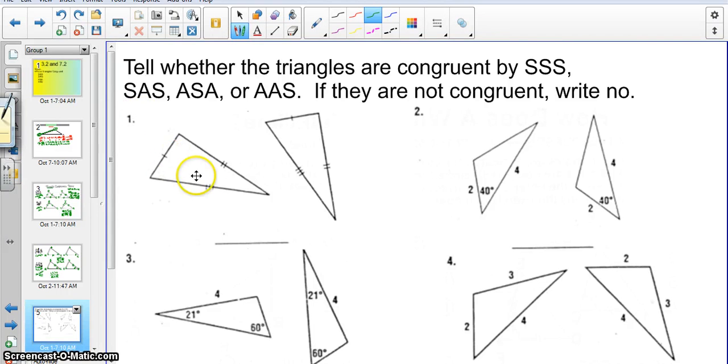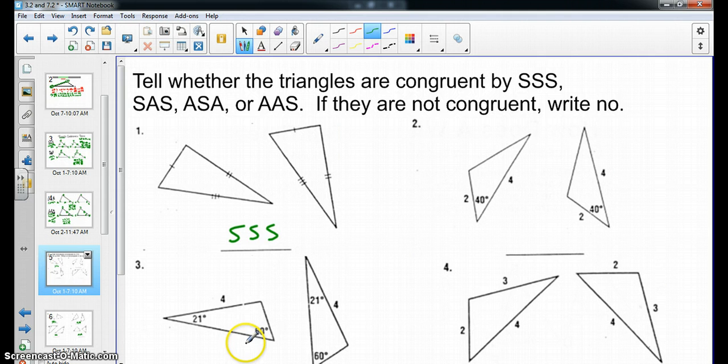Again, you can see that we have three corresponding congruent sides. So this one would be congruent by side, side, side. At this time, if you would go ahead and please finish 2 through 8, marking whether or not they're congruent, and if they are not congruent, writing no. Please push pause. When you're done, then go ahead and push play to check your answers.